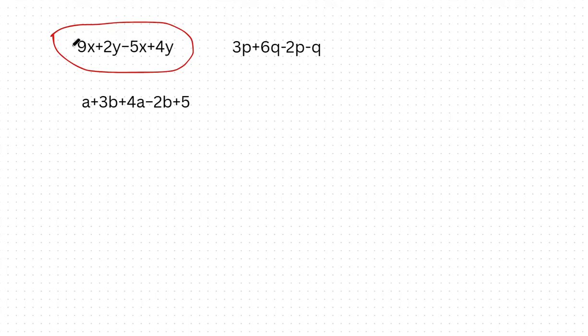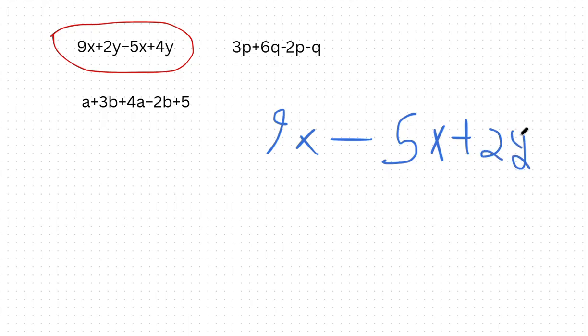Okay, let's simplify 9x plus 2y minus 5x plus 4y. Simplify and combine like terms, I'm using those interchangeably. So I see it here. Let's go ahead and reorganize it. We have 9x, okay, minus 5x plus 2y plus 4y.